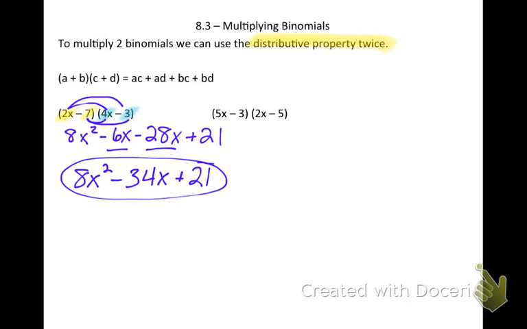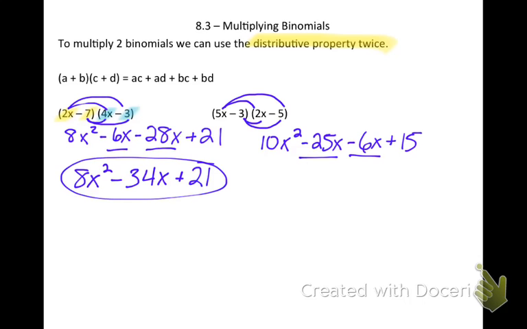Same thing over here with this second one. Draw my distribution. So I'm doing 5x times 2x, 5x times negative 5, and then negative 3 times 2x, and negative 3 times negative 5. And so I get 10x squared minus 25x minus 6x plus 15. Again, combine these like terms together, so I get 10x squared minus 31x plus 15.